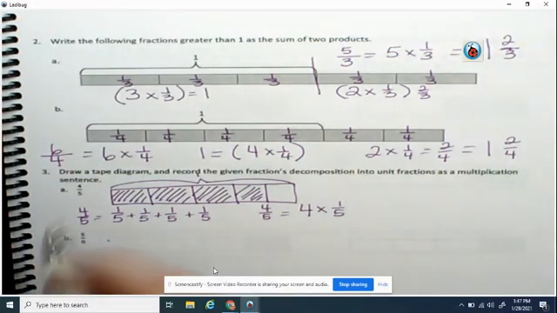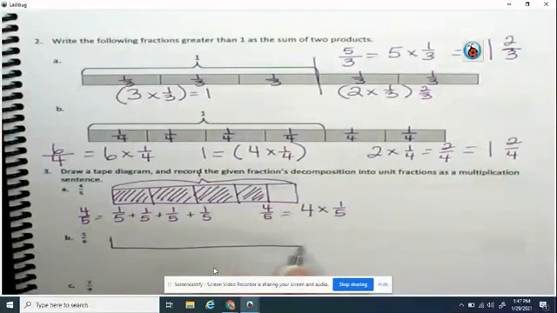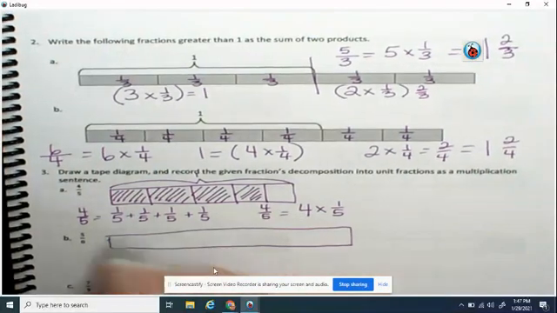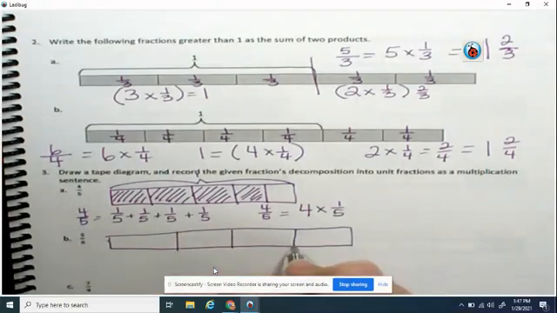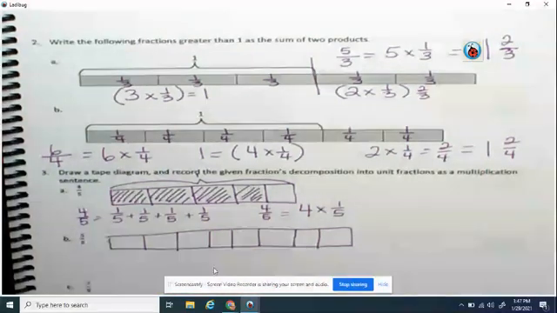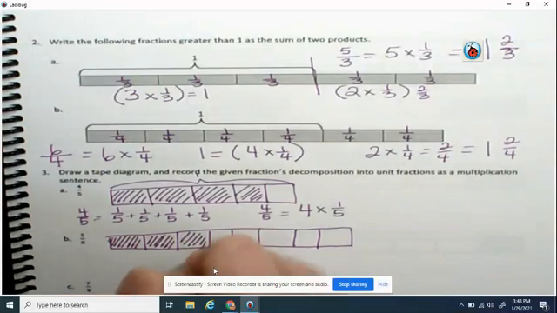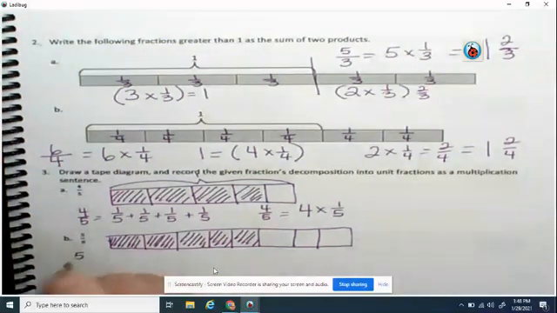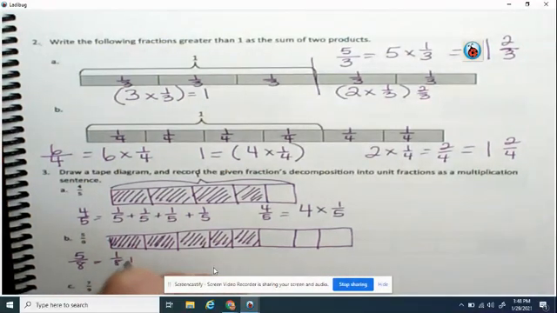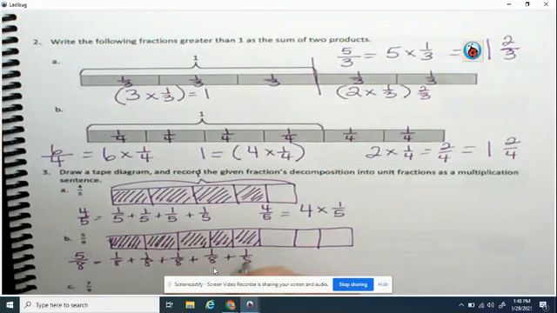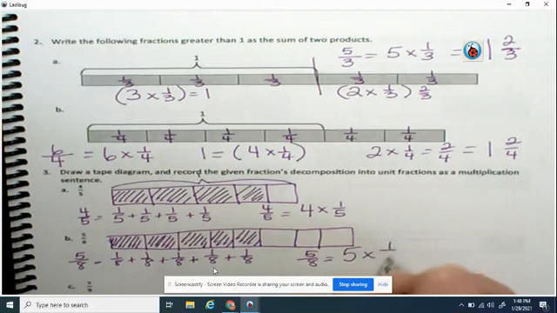All right, so eighths. Okay. Those aren't exactly pretty, but that's okay. 5 eighths. 1, 2, 3, 4. There's 5 out of 8. Okay, so 5 eighths is equal to 1 eighth, 2 eighths, 3 eighths, 4 eighths, 5 eighths. Or 5 eighths is equal to 5 times 1 eighth.